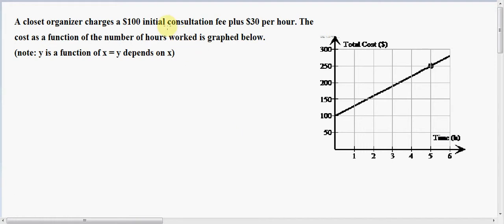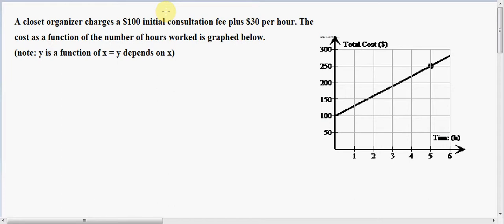Alright, so we're taking a look here at problem situations, and we want to write some equations from the problem situation and then also use our equations to solve some extra problems here. So first off, let's read the problem. It says a closet organizer charges a $100 initial consultation fee plus $30 per hour. The cost as a function of the number of hours worked is graphed below.